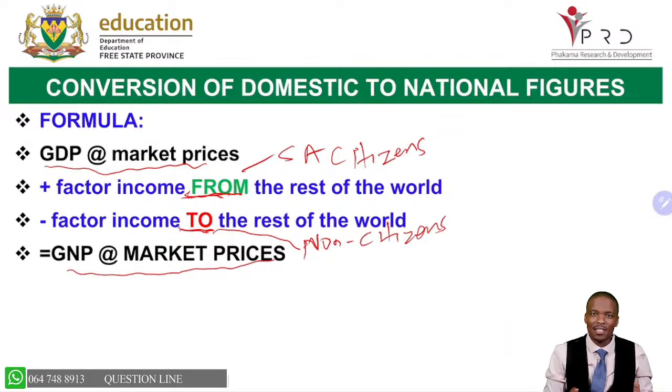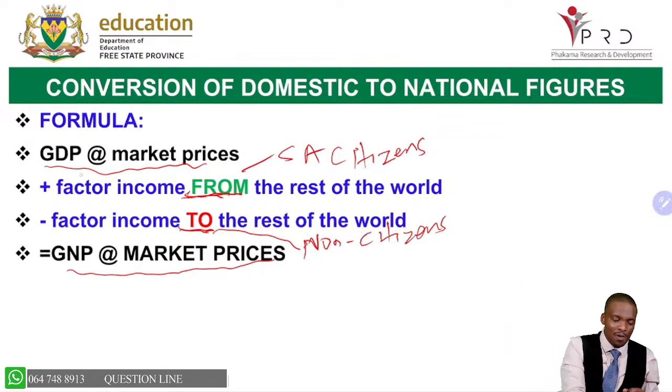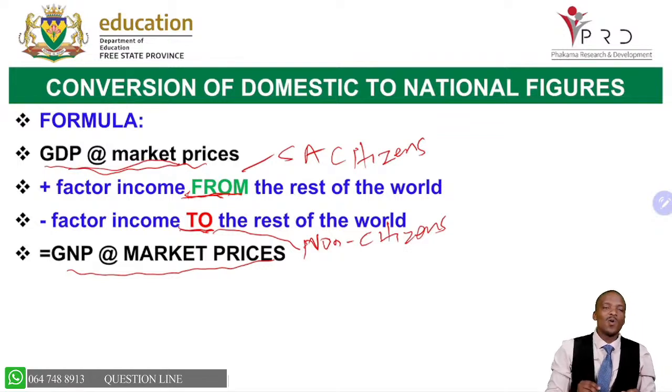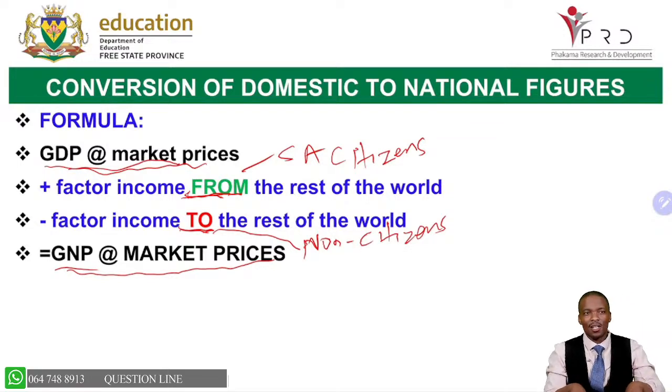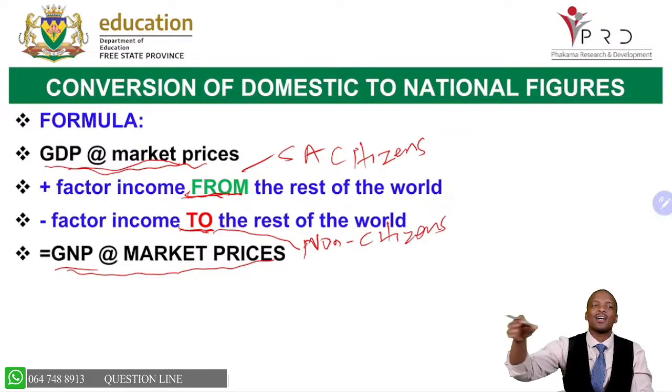Don't know if this makes sense. The GDP figures are always greater than the GNP figures in South Africa. So in the exam, we ask you to say, why is that the case? Then your answer would be, here in South Africa, we've got more non-South African citizens working in South Africa than South Africans themselves working in other countries.